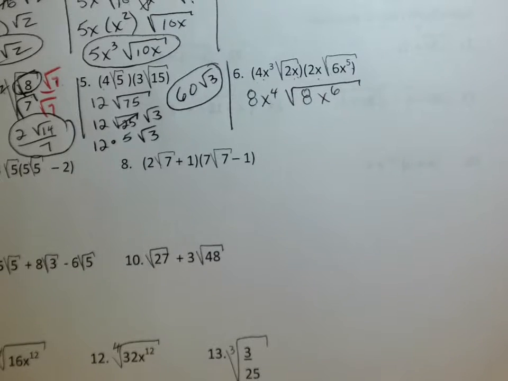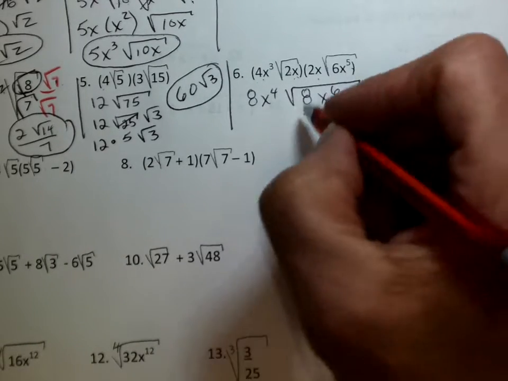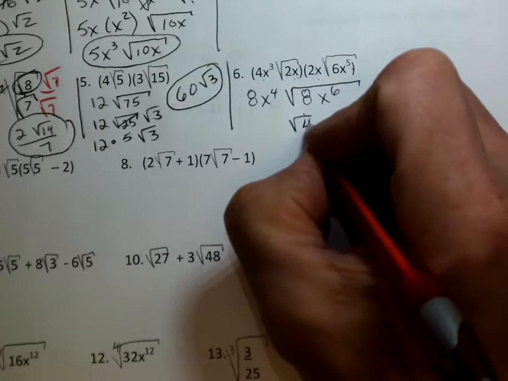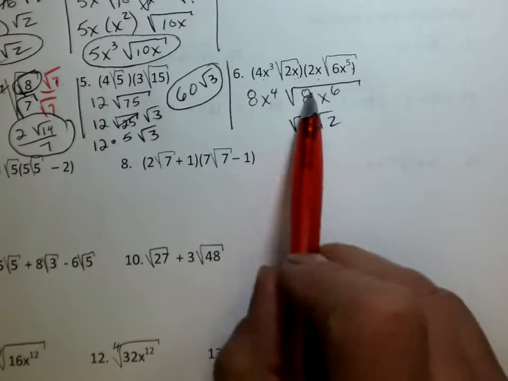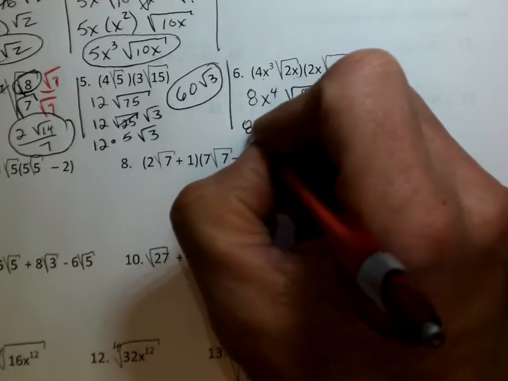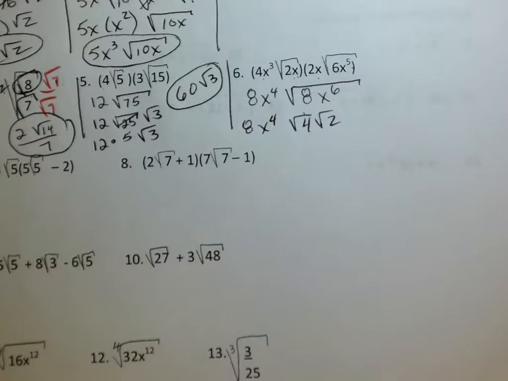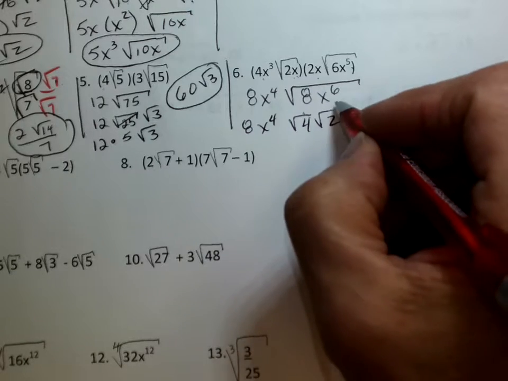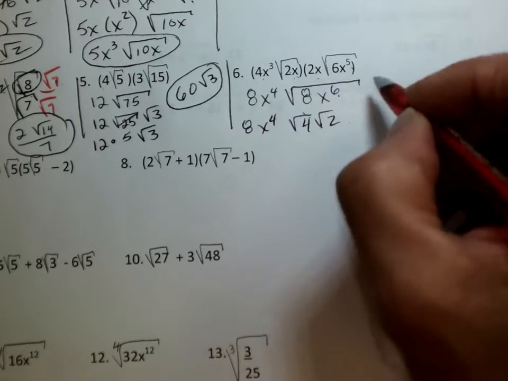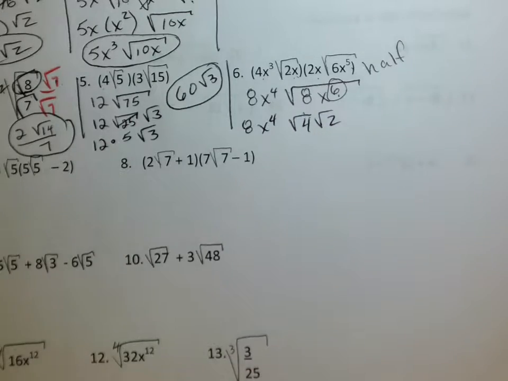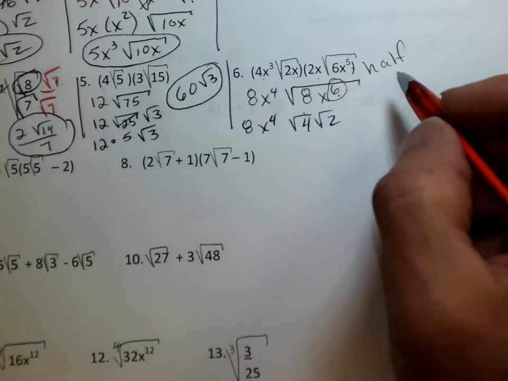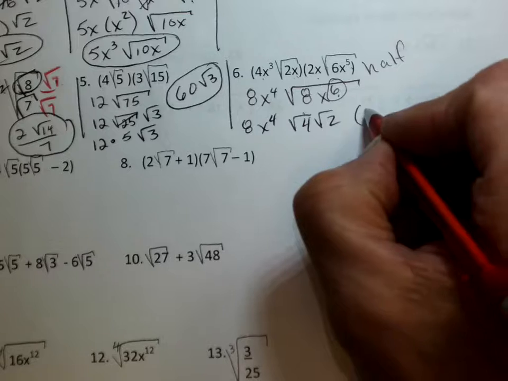I can break down the 8 inside the square root, right? I can break that down into 4 and 2. Just broke down the 8, so I can rewrite the 8x to the 4th down next to it. And then this 6. I can take half that exponent because it's an even number. So I'll take half of it. Square root of x to the 6 is just plain old x to the 3rd.